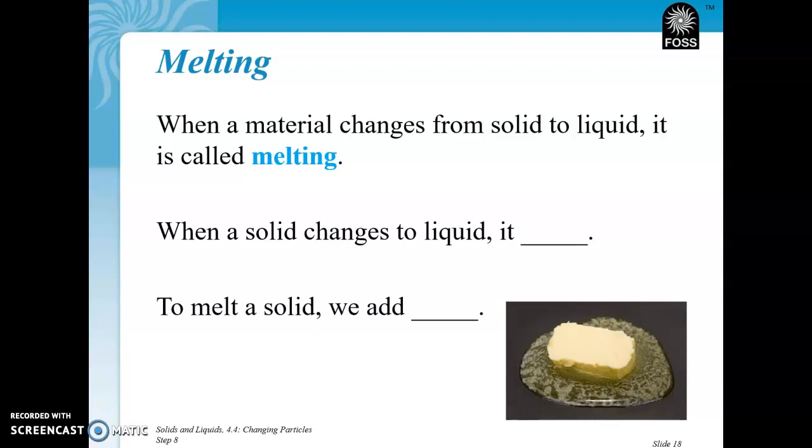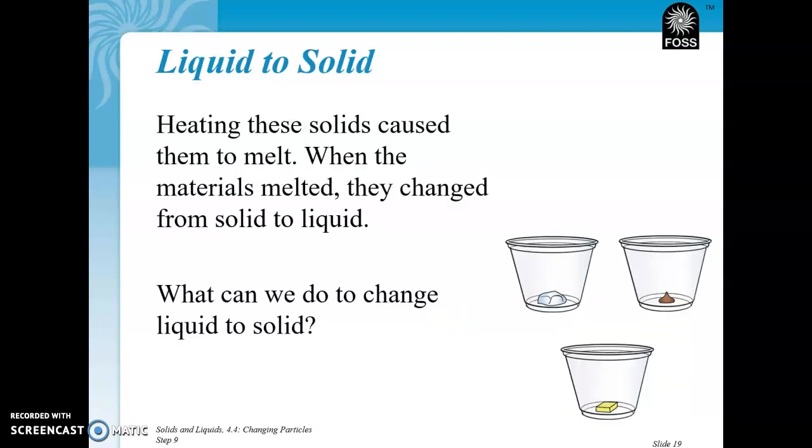Welcome back. So as we were learning in the previous part of the experiment, we learned all about melting. Melting is when a material changes from solid to liquid. When a solid changes to liquid, it melts. And to melt a solid, we add heat. In this case, we used a microwave to heat up our solids, but at home, if you ended up using the hot water bath, then that's how you added your heat. Heating these solids caused them to melt. When the materials melted, they changed from solid to liquid.